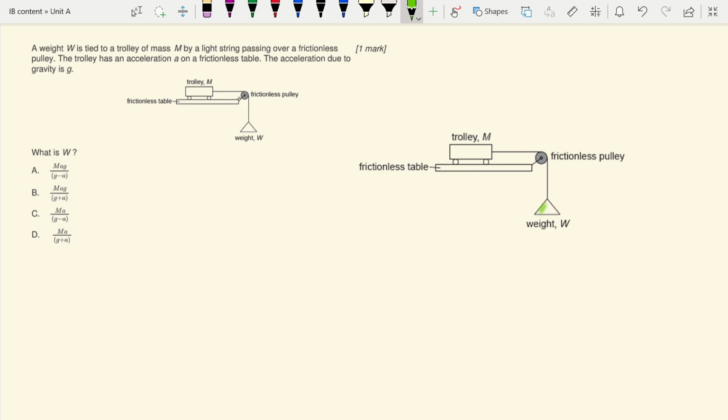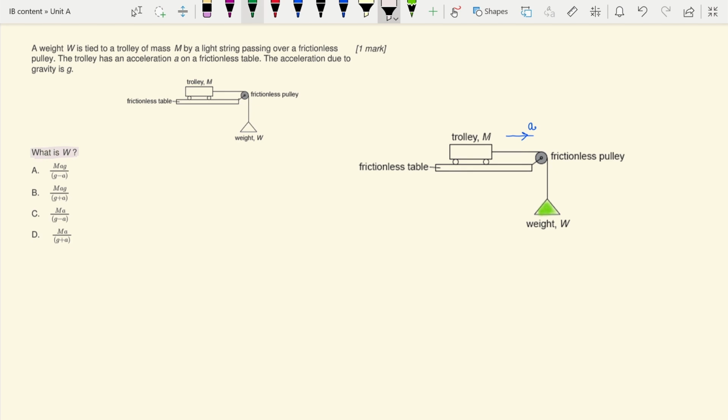A weight is attached to a trolley with the help of this string, and this trolley can accelerate on the frictionless table. So this is the direction of acceleration. In this question, we have to find out the value of this weight. So this question is about forces.